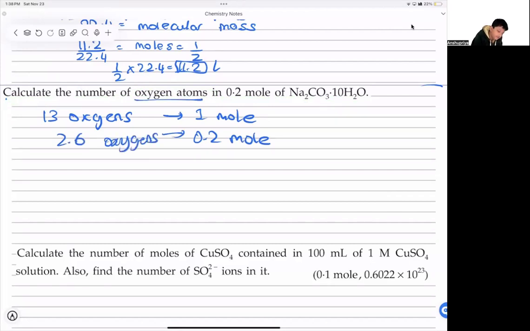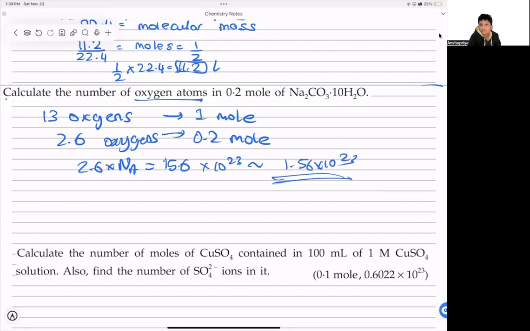So now to find the oxygen atoms, we'll just multiply it by Na. So what will we get? We will get 15.6 into 10 to the power 23, or 1.56 into 10 to the power 24. That's it. Always write it in standard form.